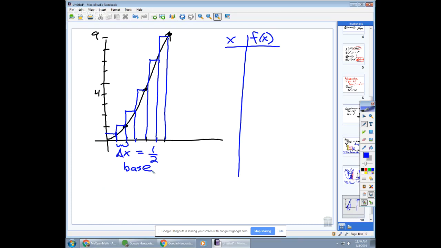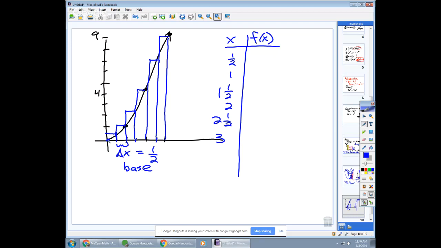So the first x value I'm going to plug in is 1/2. The next one is 1, then 1.5, 2, 2.5, 3 are the endpoints I'm going to use. If I was using left endpoints, what x value would I start at instead? Zero. Left, I would start at 0, and I wouldn't quite get to 3 because the left endpoint on the last one would be 2.5, right? Okay, so it would be a little different.